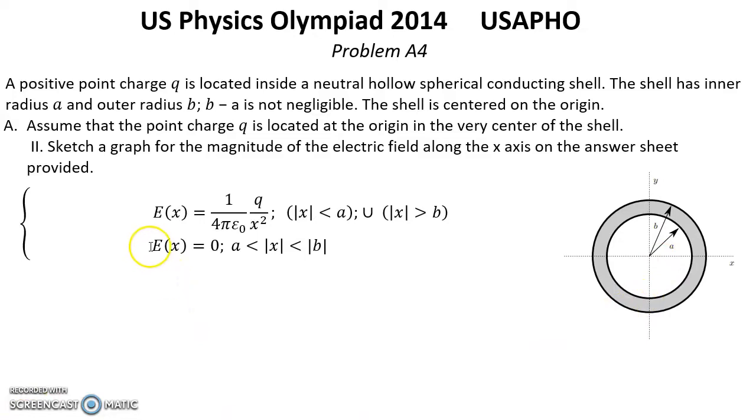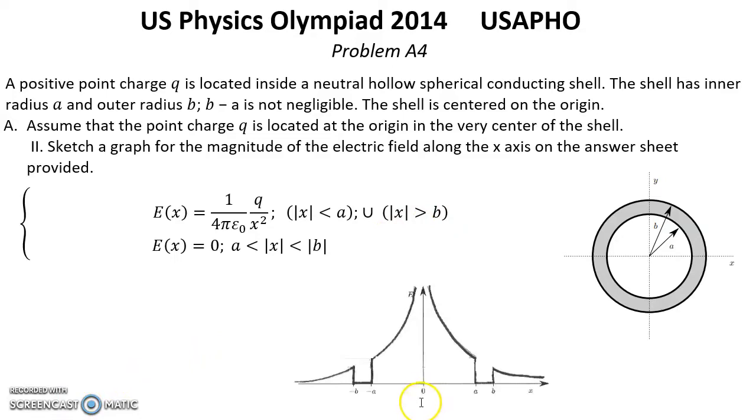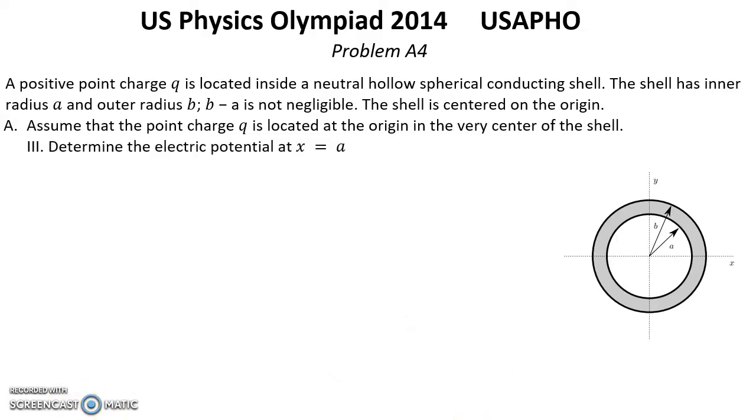And finally we have this expression for the electric field for question 2, and let's sketch it. Here we have a graph for this behavior, where we have two parabolas on the right side and symmetrical on the left side, with a zero between negative b and negative a, and between positive a and positive b. That's the answer for question 2. Question 3. Determine the electric potential at x equal a. Solution.